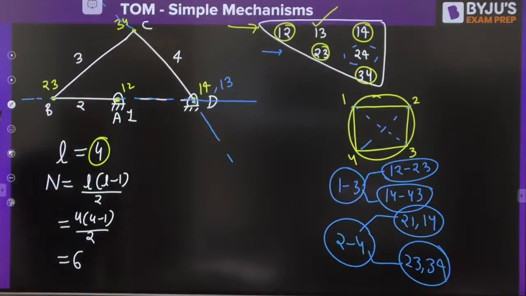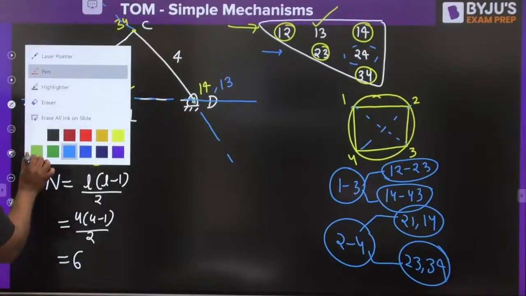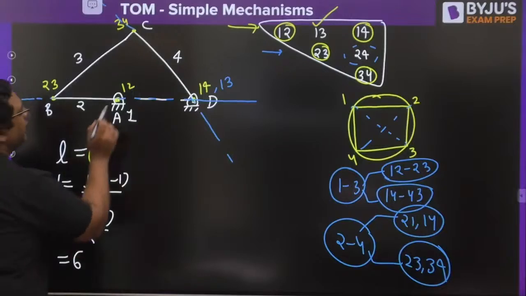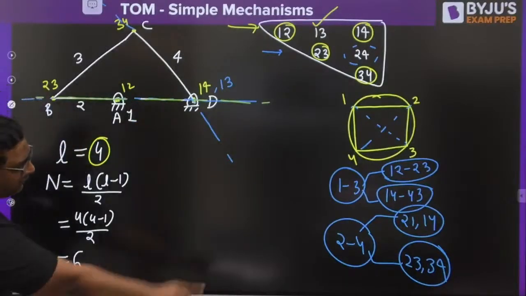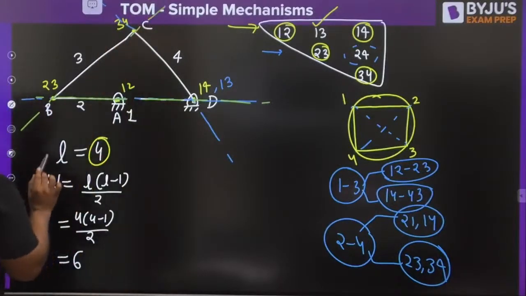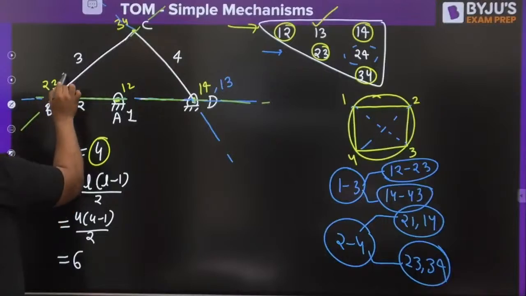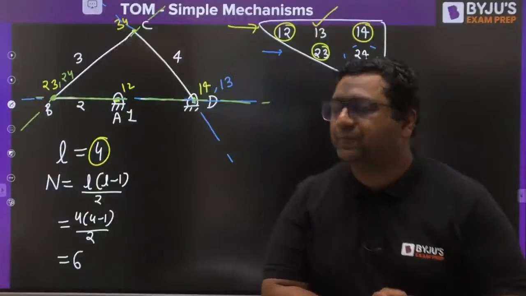So 2 1, 1 4: we will be extending the line joining 2 1 and 1 4. Once again, this is the line. And then 2 3 and 3 4 is this. So here you will be getting 2 3 will become 2 4 also. So we got all the instantaneous centers now.